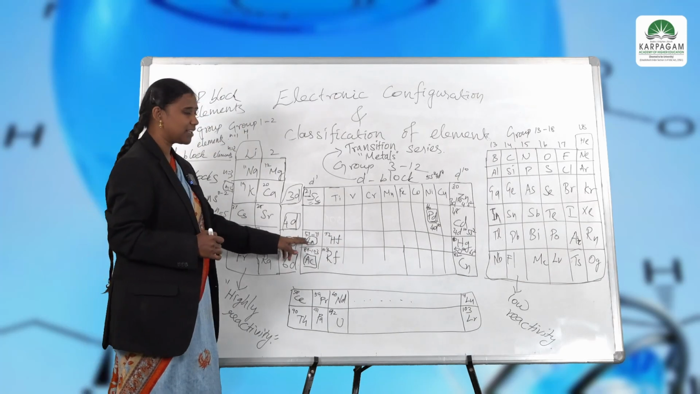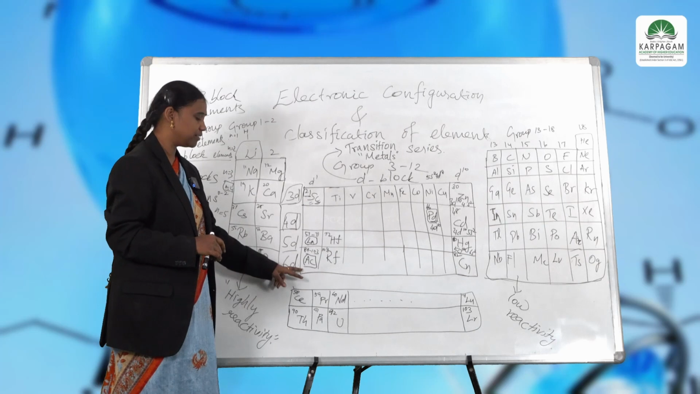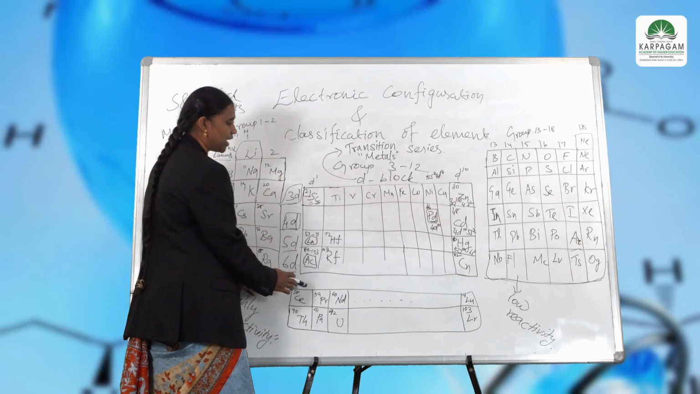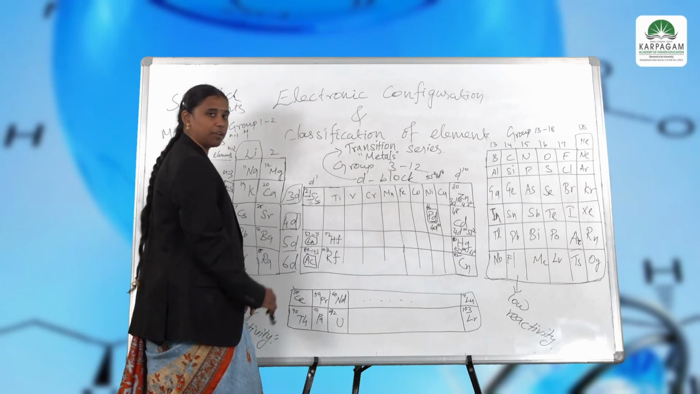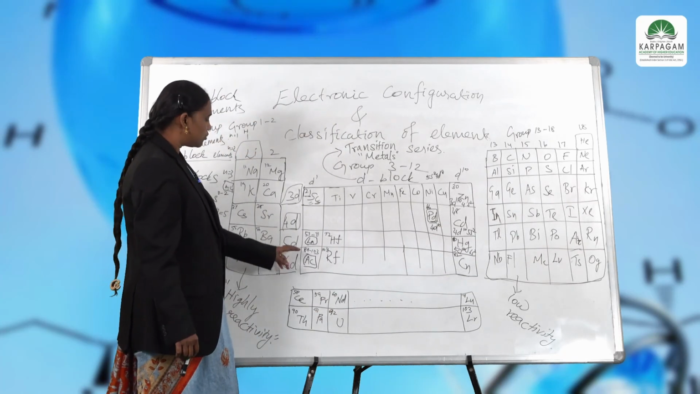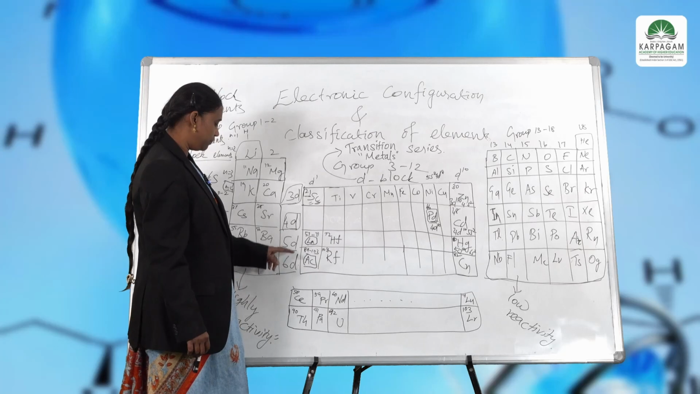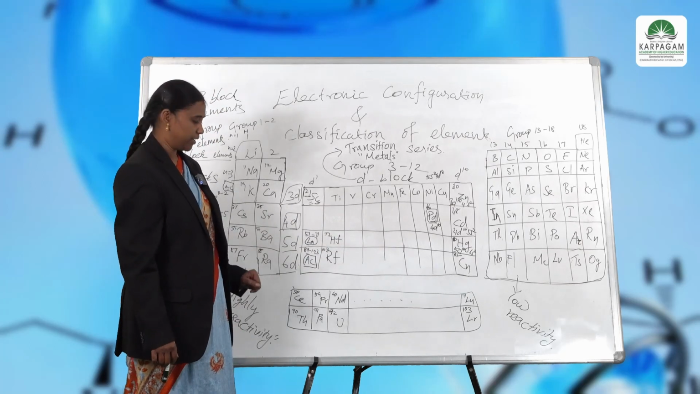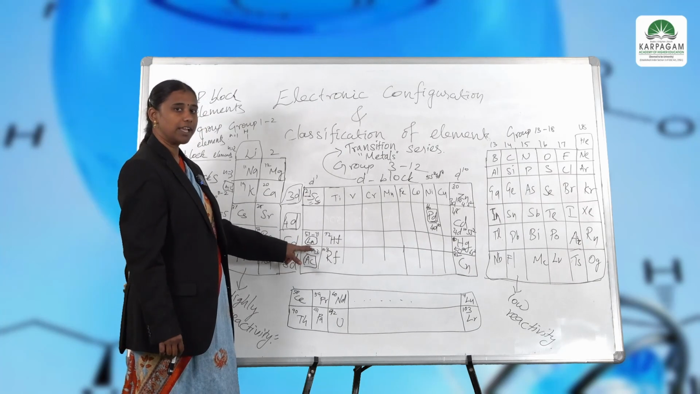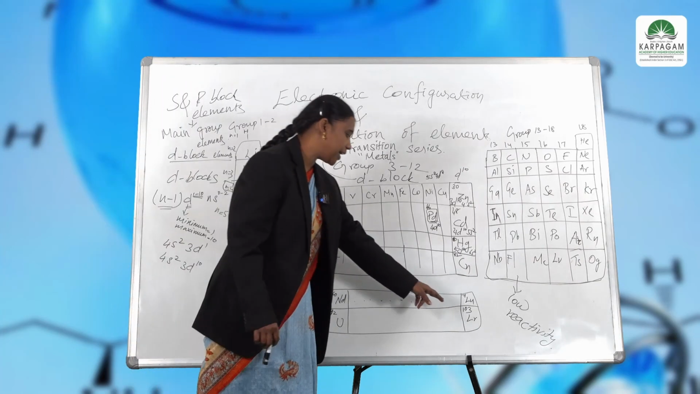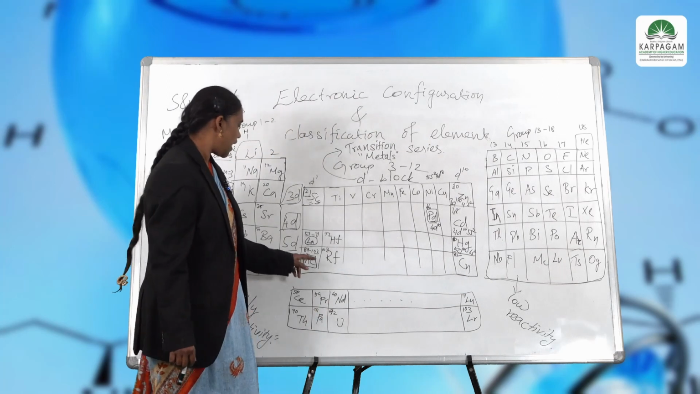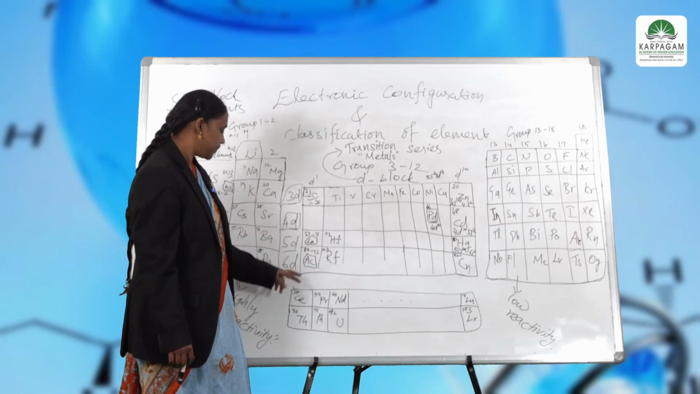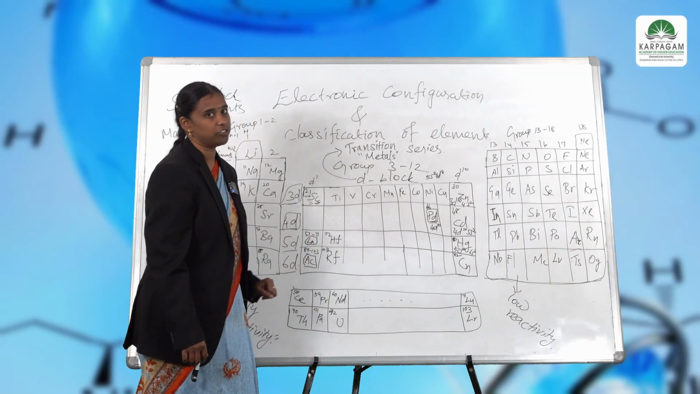the lanthanide series has 14 elements and the actinide series has 14 elements, which are placed separately under the periodic table. The lanthanide series starts from atomic number 57 to 71. The starting element is lanthanum and the ending element is lutetium. And the actinide series starts with actinium and ends with lawrencium.